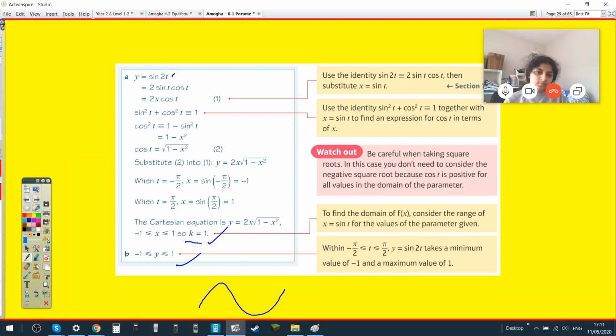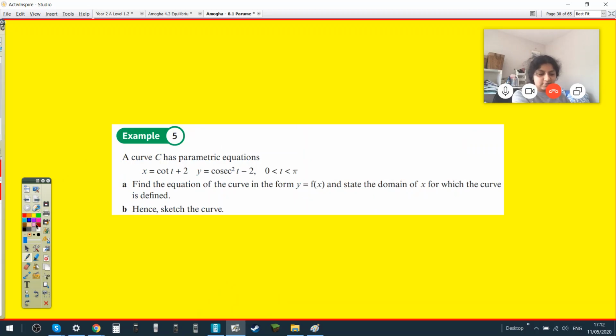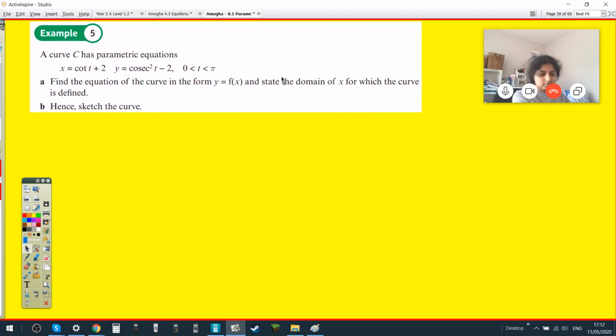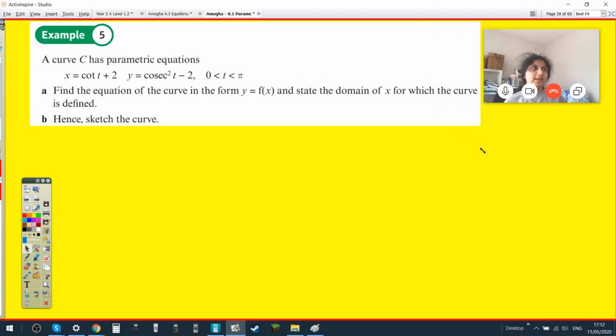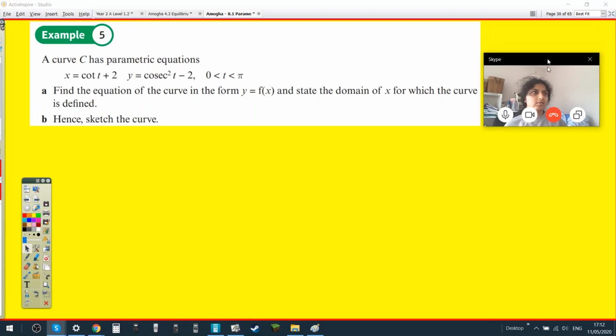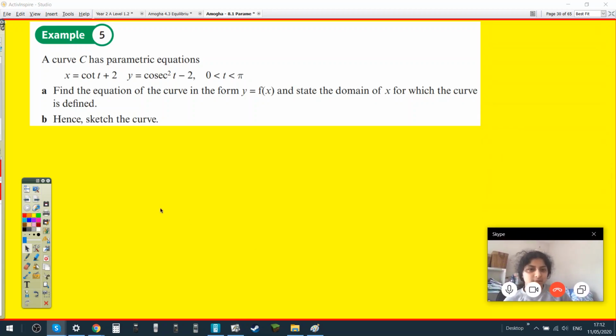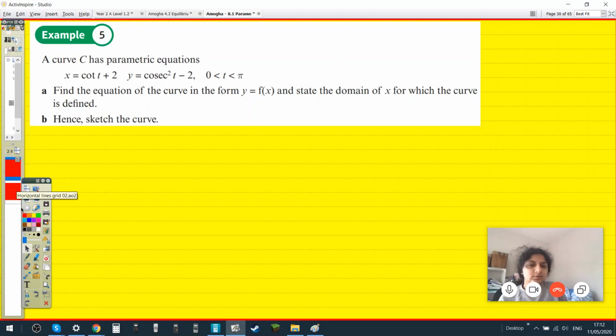So sine 2t, we used 2 sine t cos t. Squared them both, sub in. Tricky stuff. Any questions there? No. I just need to learn the formula. Do they give you the double angle formulae? I think they give you the addition angle formulae, don't they? The addition ones, but not double angle. You could just sub it into that, because sine 2t is the same as sine t plus t. Oh yeah, that's true.